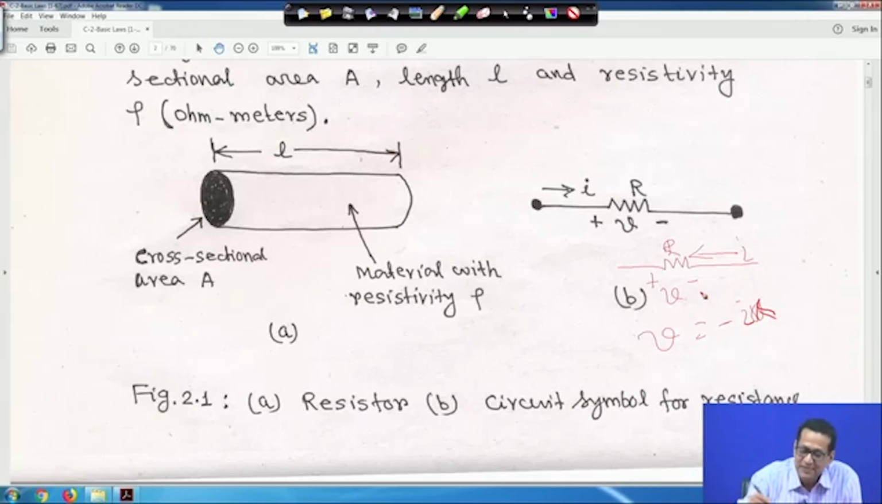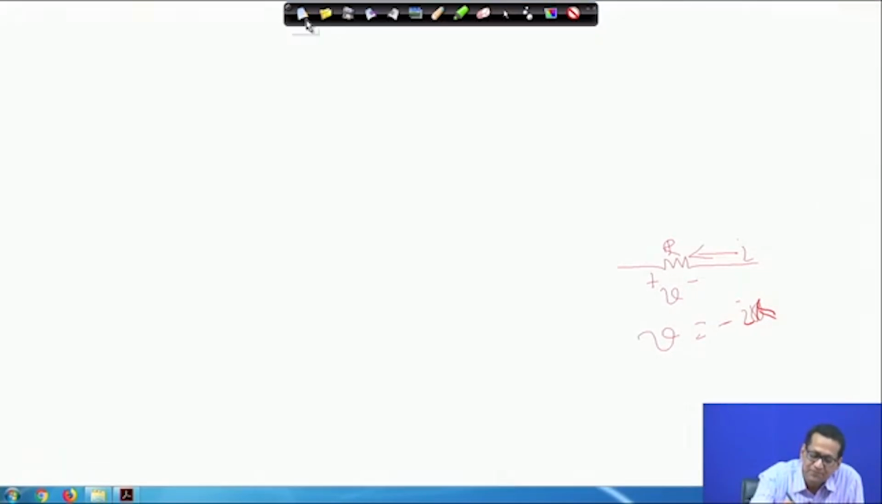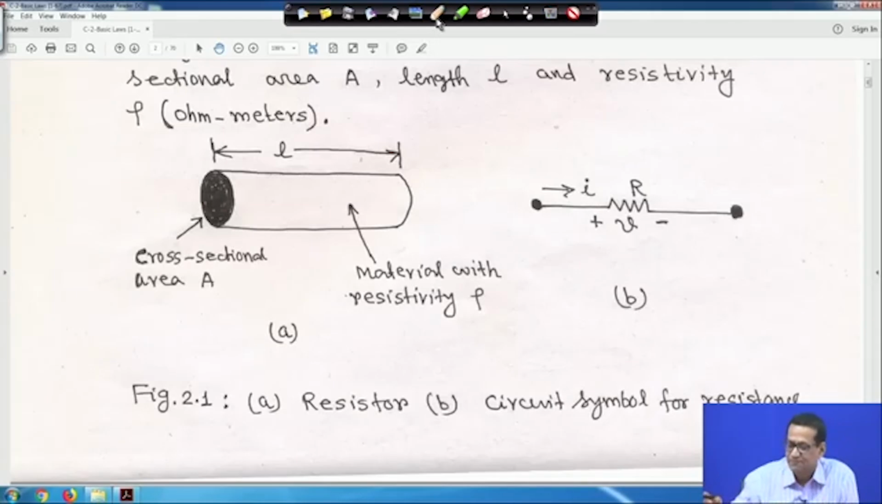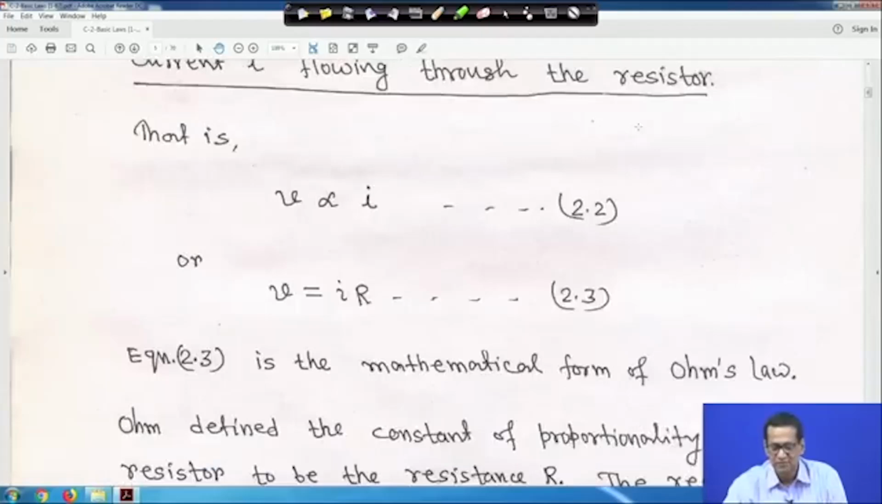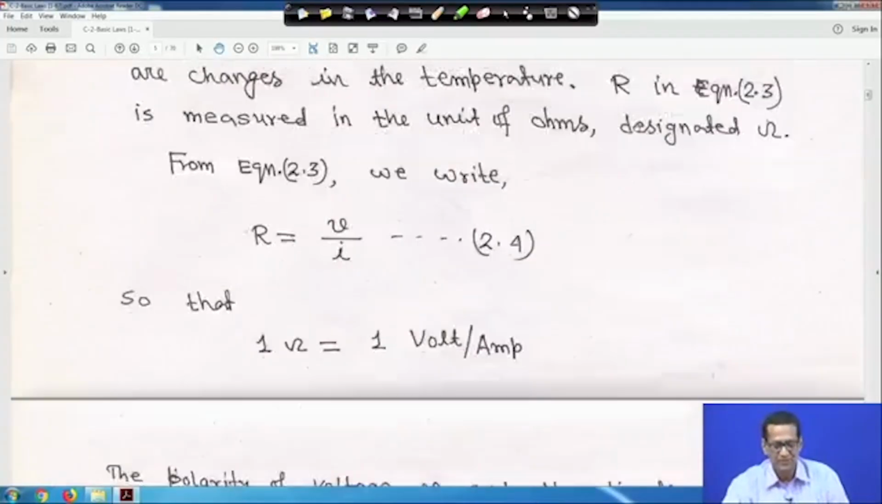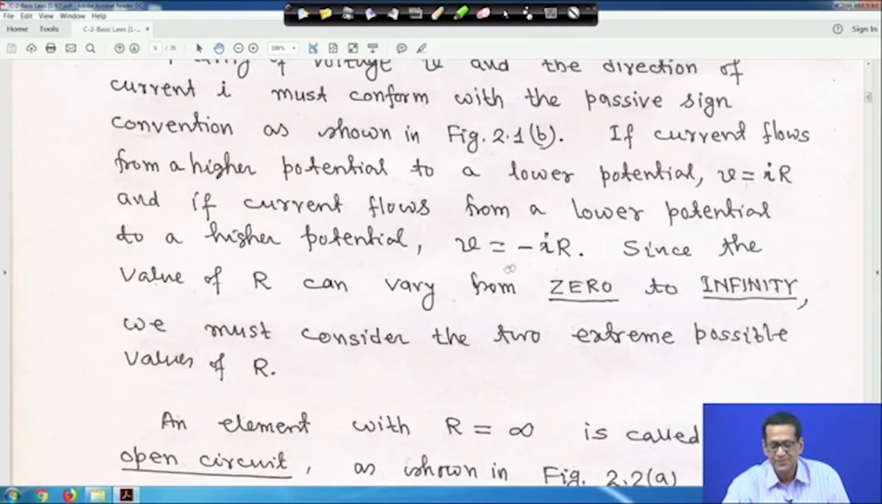Let me clean this one. This is clear to you, which is higher to lower and lower to higher potential, right. So, that is V is equal to minus IR. Since the value of R can vary from 0 to infinity, we must consider the two extreme possible values of R, that is when R is equal to infinity and when R is equal to 0.